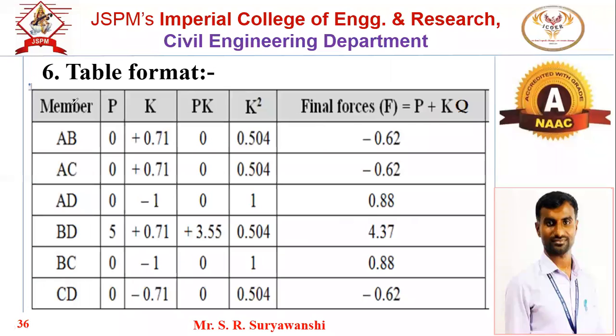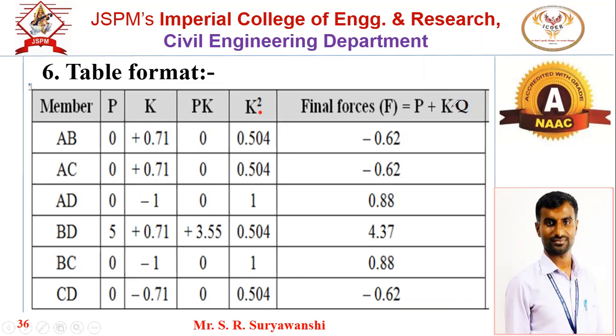Now what is the table format? Member. Next will be the P force of member, K force of member, Pk. Actually this will be PKL by AE, but L by AE is constant for all the members, so we can neglect it for simplification of the calculation. That's why this is Pk, and this is K square. Actually it will be K square L by AE. And the final member forces will be P plus K into Q.